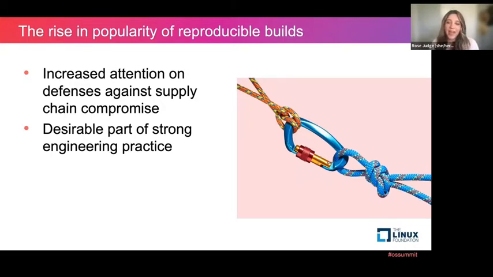And as it turns out, having traceability to source during your software compilation process is one of the best ways you can do this. But the benefits that reproducible builds can deliver stretch beyond just supply chain security. Their rise in popularity is as simple as the fact that they're a desirable part of good engineering practice that we as developers are striving for.